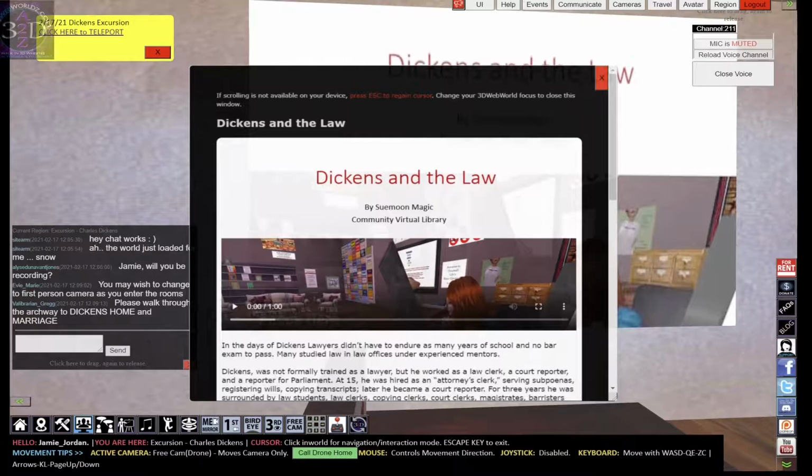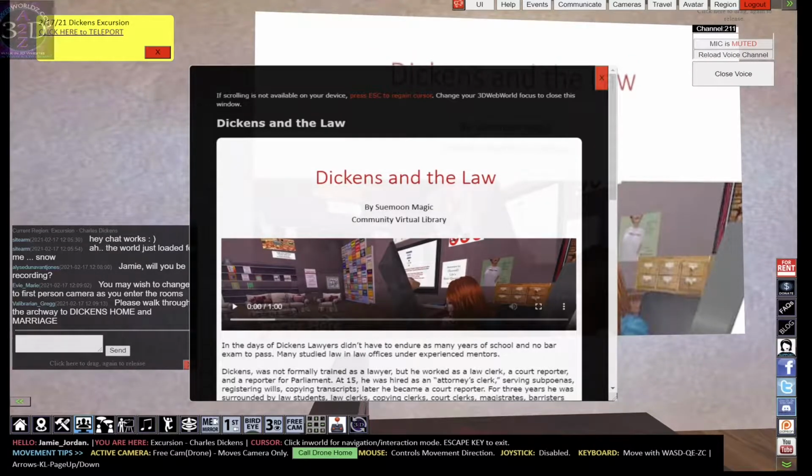Dickens wasn't trained as a lawyer, but he did work as a law clerk and a court reporter. At 15, he was hired as an attorney's clerk. He served subpoenas, he registered wills, copied transcripts.